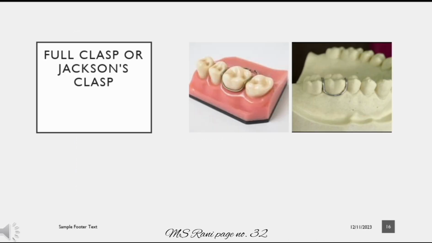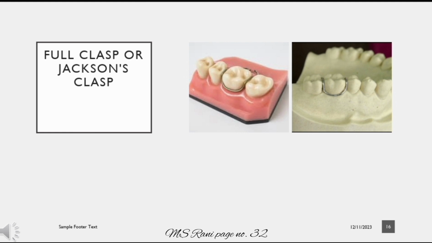The next clasp which we are going to talk about is the full clasp or Jackson's clasp. The armamentarium used is 0.8 mm stainless steel wire, Young's loop forming plier, marking pencil and wire cutter. It is mostly used in the premolar and molar region. A piece of wire is taken and adjusted from its center, adapted on the buccal surface of the tooth to lie below the bulge area and above the gingival margin.